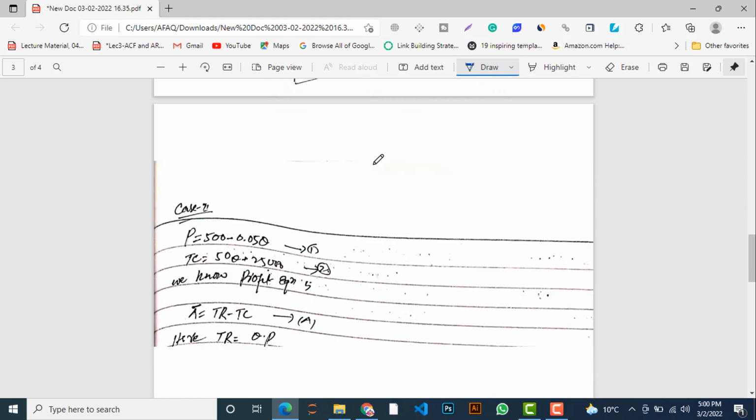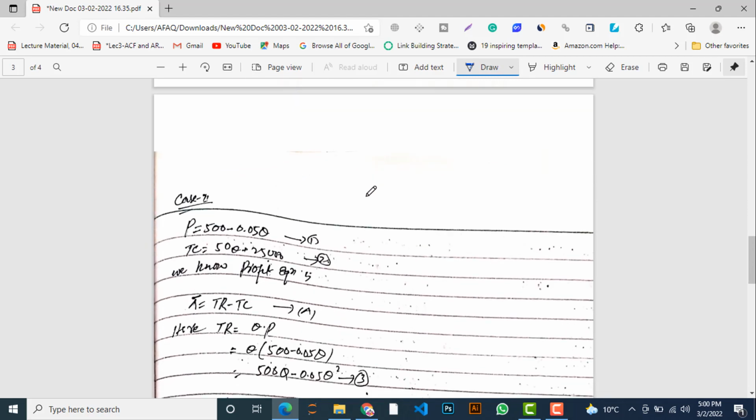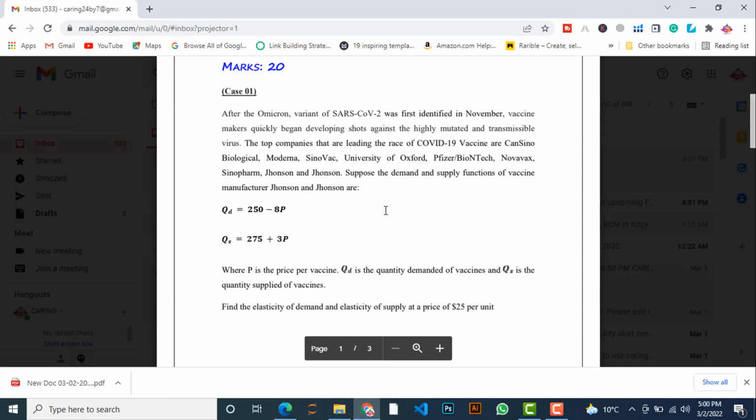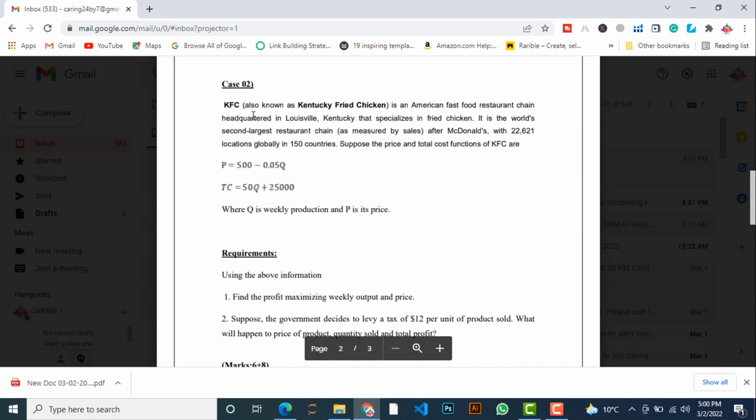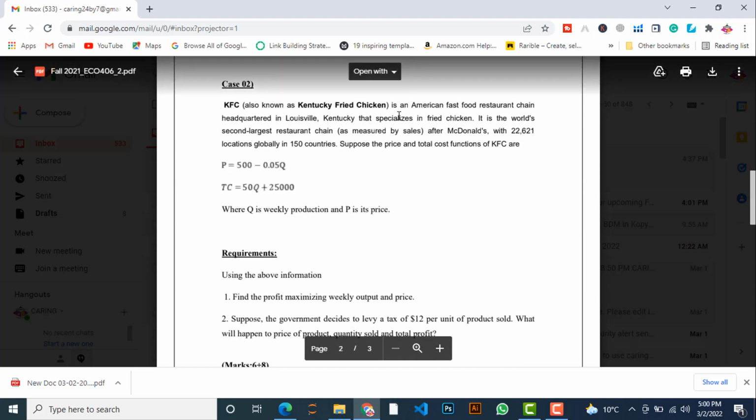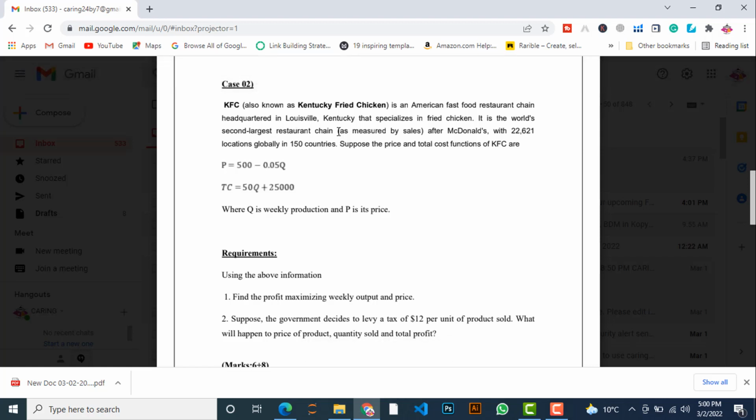Now we come to case number 2. Before going to the solution, first we read the assignment or case related to this solution. Case 2: KFC, also known as Kentucky Fried Chicken, is an American fast food restaurant chain headquartered in Louisville, Kentucky, that specializes in fried chicken. It is the world's second largest restaurant chain as measured by sales, after McDonald's, with 22,621 locations globally in 150 countries.